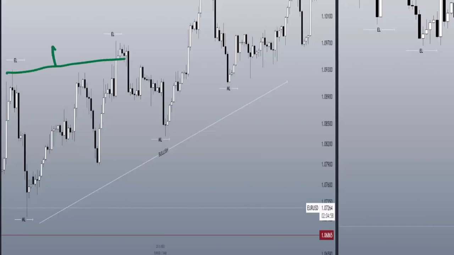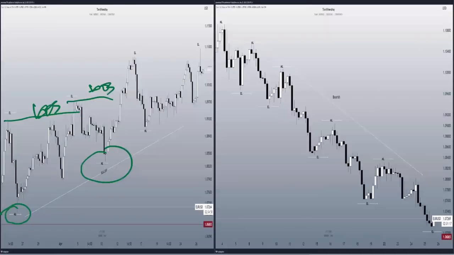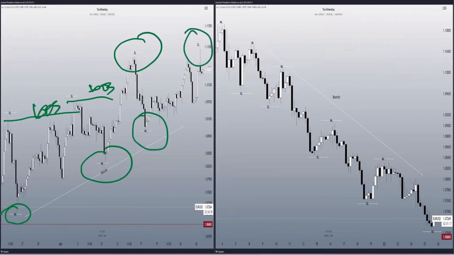To be the one being rated, continuation break of structure, major liquidity protected, external liquidity rated, right? So we have the word external liquidity, the major liquidity, and the external liquidity. All right, so these are what? These are the basics of things.